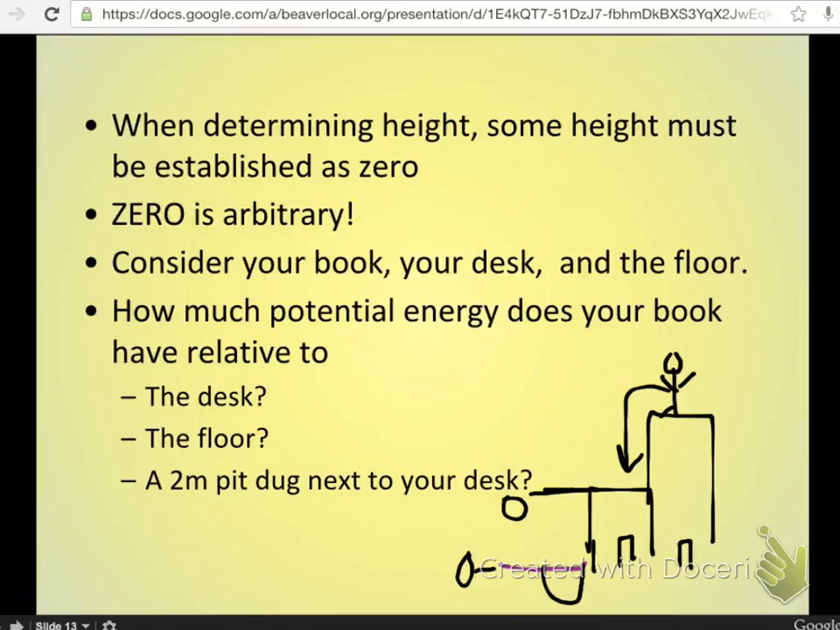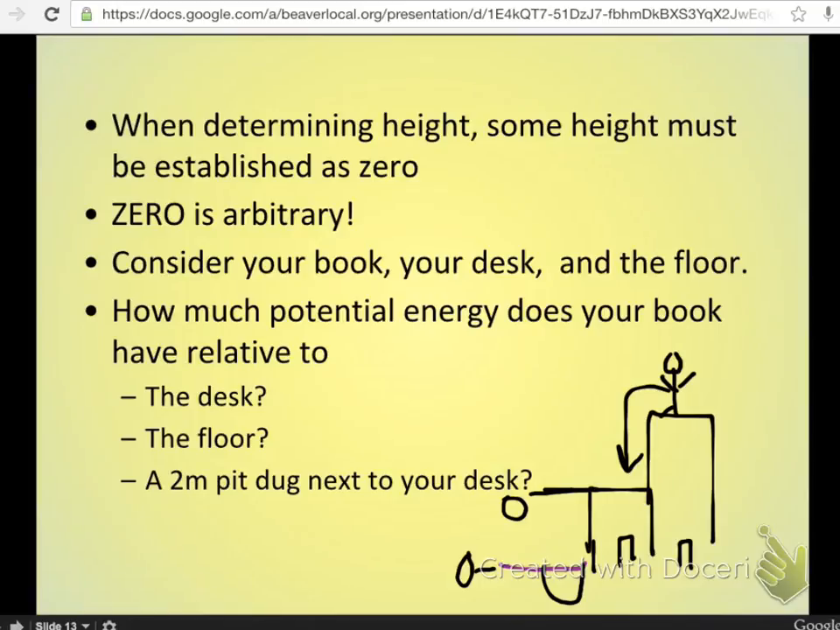Typically, we do use the Earth's surface as 0. If there's a pit, of course, the bottom of the pit is usually 0. So, if you look at any object on your desk, your book, your calculator, your pencil, if it's not moving right now, if we call the top of your desk 0, does it have any potential energy? No. It's on the surface.